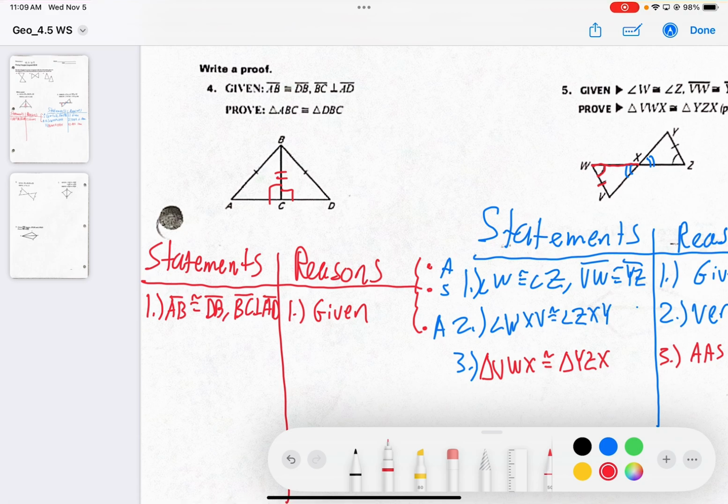Okay, so let me ask you this. This picture is marked the way that it is. Which proof pattern does that fit? It's not side, side, side. I have 2 sides and an angle. So is it side, angle, side? Is that angle between the 2 sides?